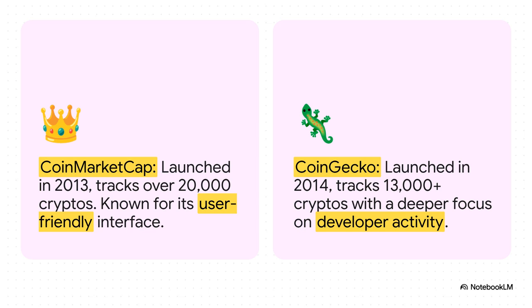CoinMarketCap is the old school veteran, super easy to use. CoinGecko, on the other hand, digs just a little bit deeper. They'll track things like developer activity, giving you a fuller picture. And there you have it. That's the first layer of our onion.